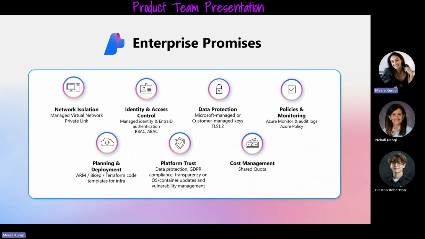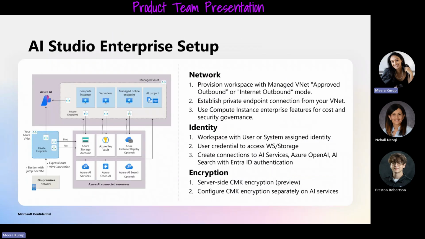We'll start a little bit deeper into network isolation, identity, and encryption. These are the three main aspects of enterprise readiness that all come into play in Azure AI Studio. With networking, we can start by provisioning a workspace with something called managed VNET, or managed virtual networks. With managed virtual networks, you can secure your AI resources and the computes that are running those AI workloads. And you can secure them using approved outbound or internet outbound mode. We'll get into a little bit more details in a second.